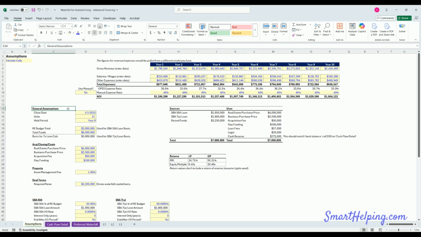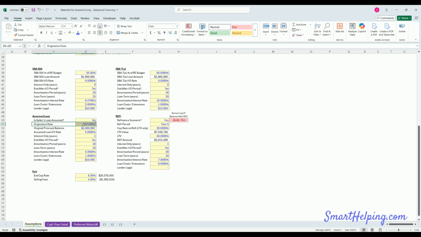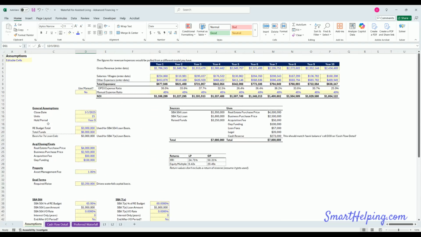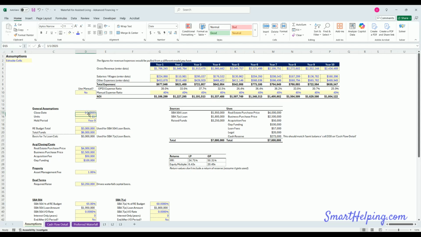Here we've got some general assumptions which are important for the debt modeling, so make sure when you input this. So close date, you want to use the first day of whatever month it is. And you want that to always match the origination date here if you are going to be assuming a loan from the seller. If not, then that's okay. You just need to put a date in here, and it's not a big deal. Units here could be relevant, might not be. There's not a whole lot tied to this. I don't think there's anything tied to it actually.